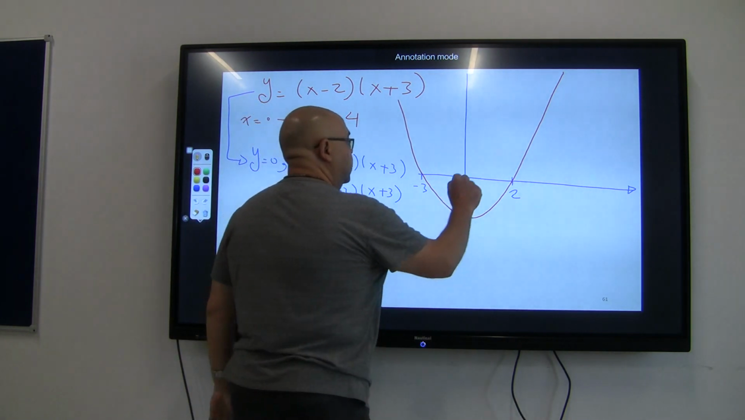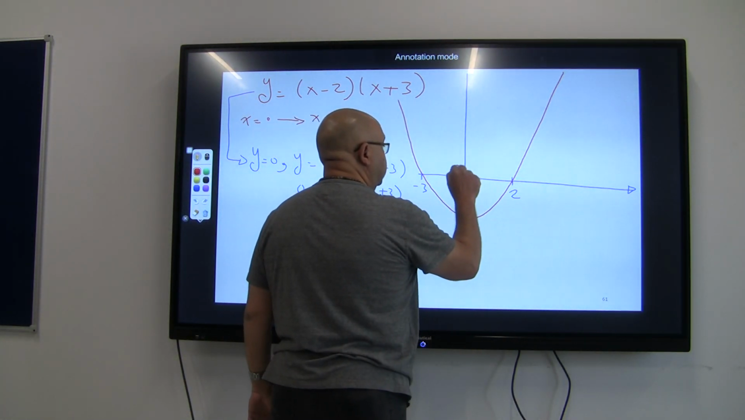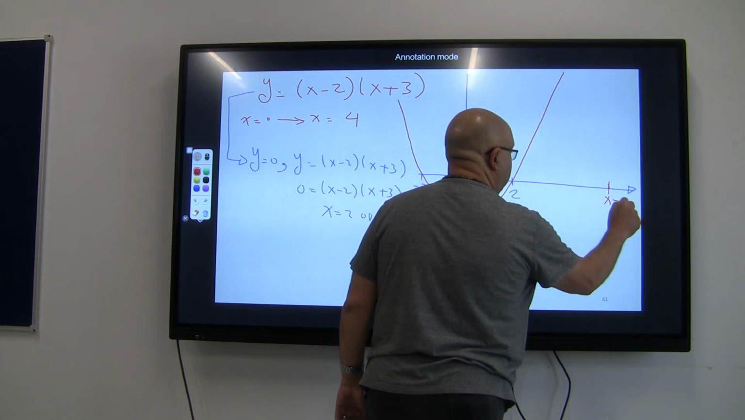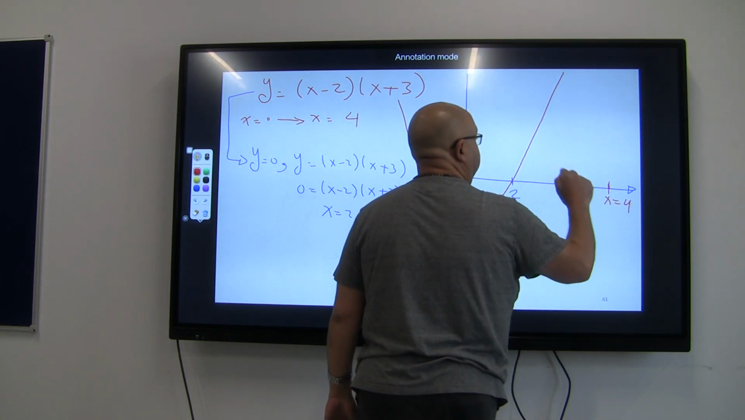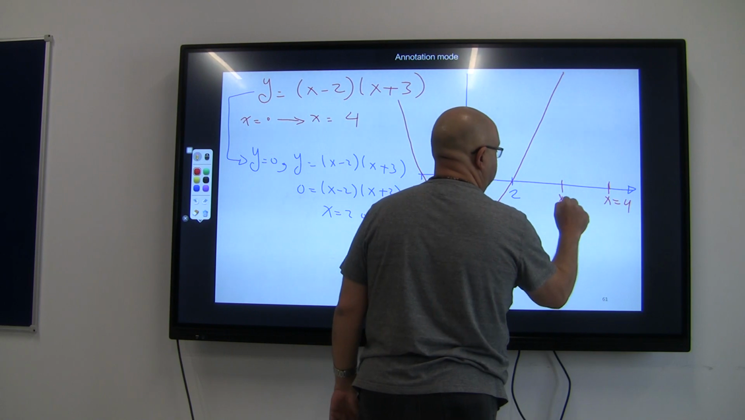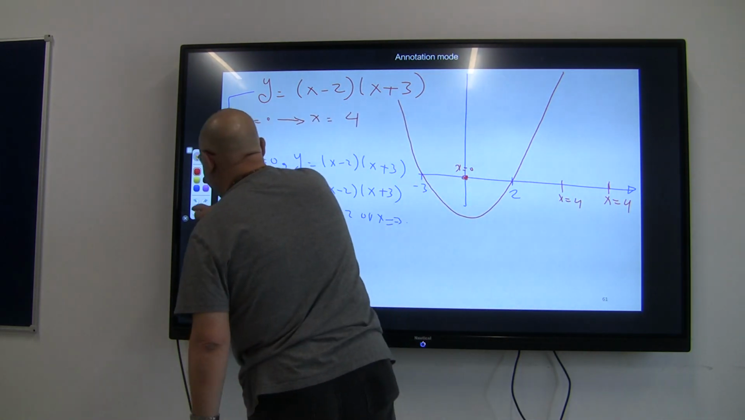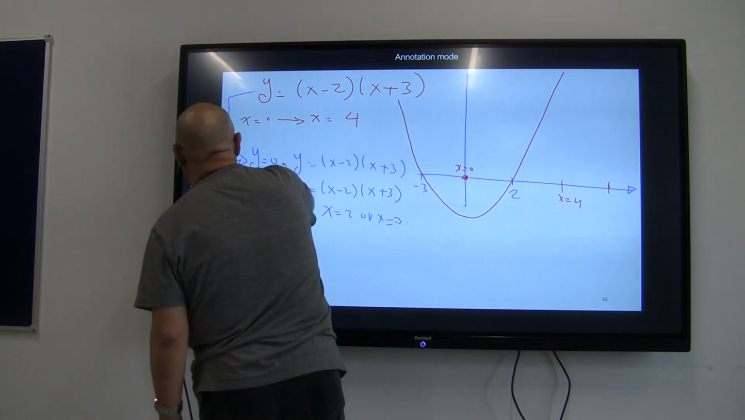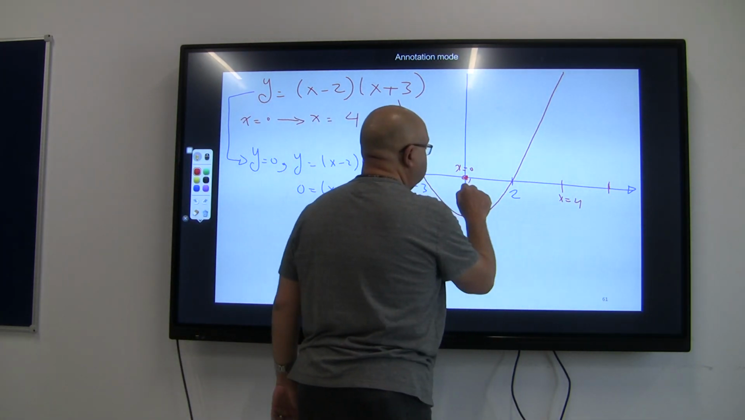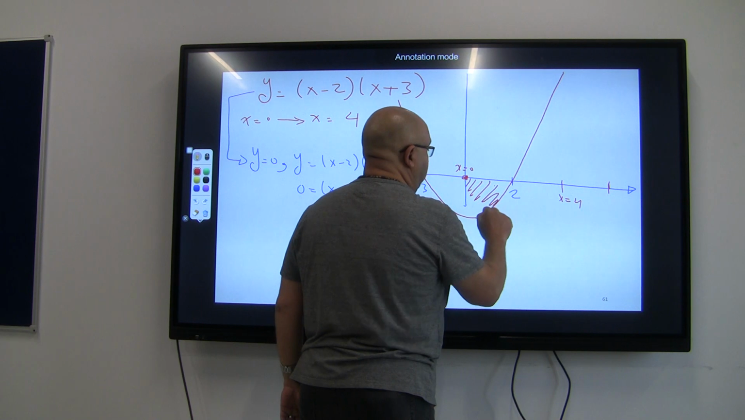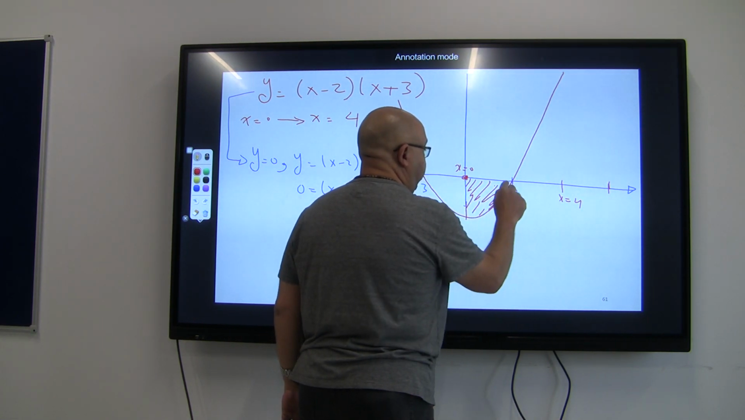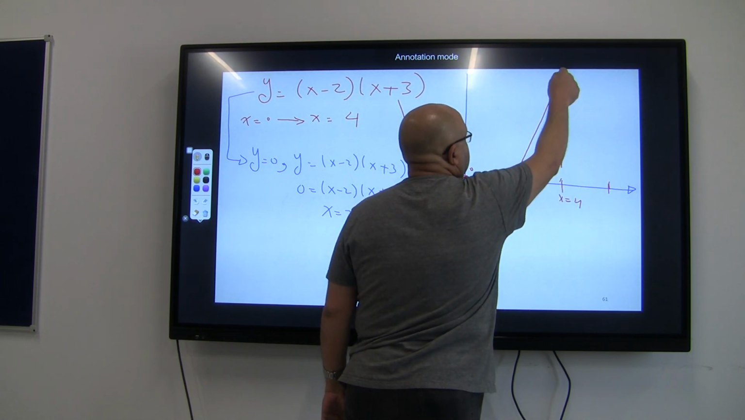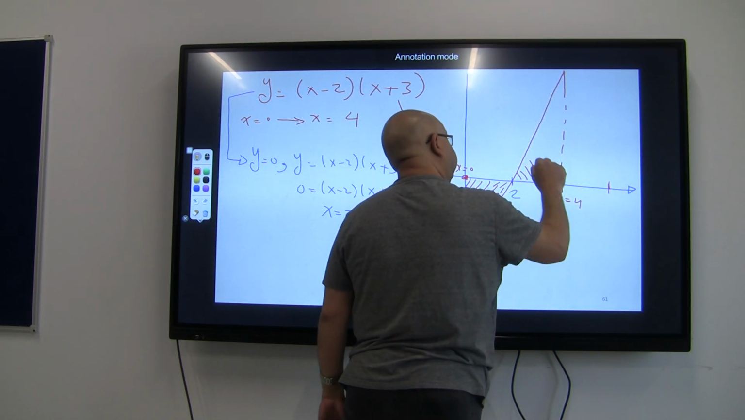This is x equal to 0, the first integration limit, and that's x equal to 4. So actually, let x equal to 4 be here in order to show you exactly what areas we are interested in. Okay. From 0 to 4, it is this area plus this area.